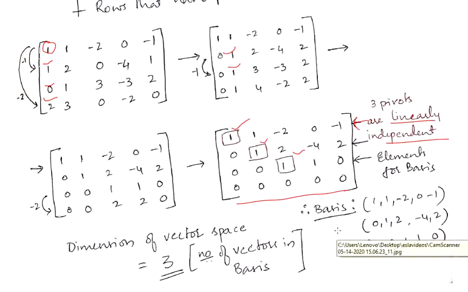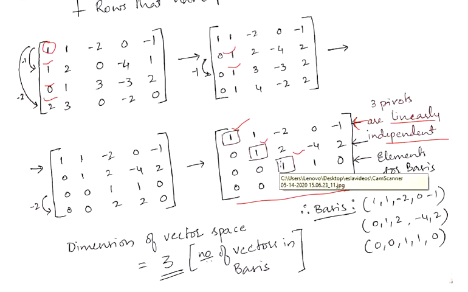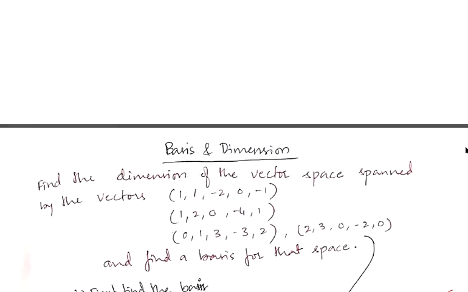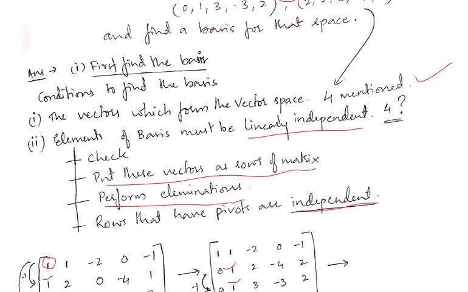Therefore the basis is the rows which consist of these three pivots, that is 1 1 minus 2 0, minus 1 0 1 2, minus 4 2 0 0, 1 1 0. It's not compulsory that you write the result of the matrix after the operation. You can write the same vectors which are given in the question, that is this one, this one and this one. So these three vectors are the basis vectors.